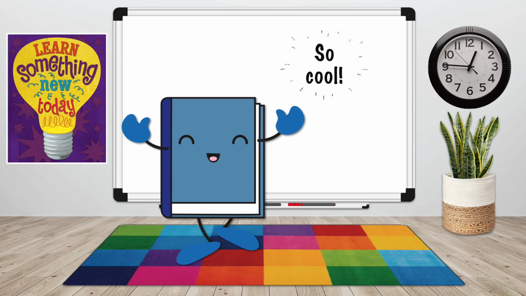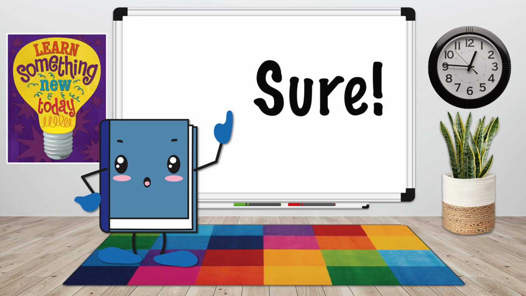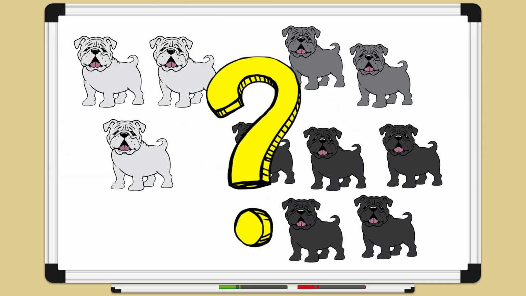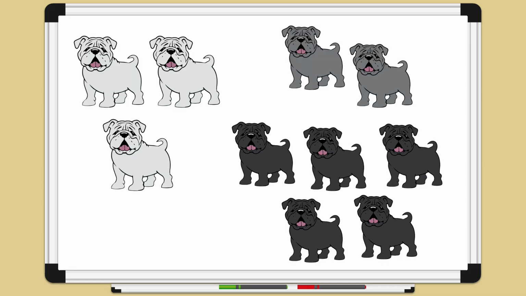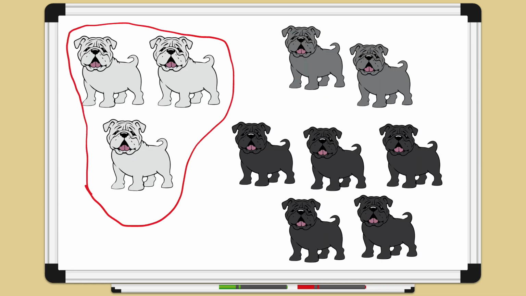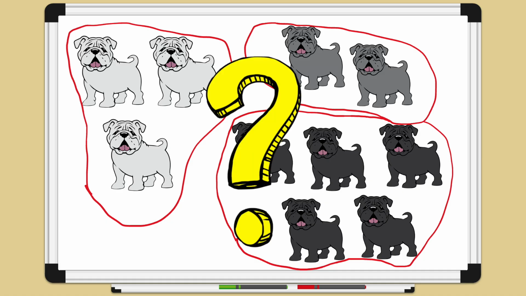Baxter says, "That's so cool. Can we do it again?" "Sure, Baxter." Here's a group of bulldogs. How many bulldogs of different colors do we see? Let's observe and record. Baxter sees 3 different color bulldogs: white, gray, and black. How many of each color?